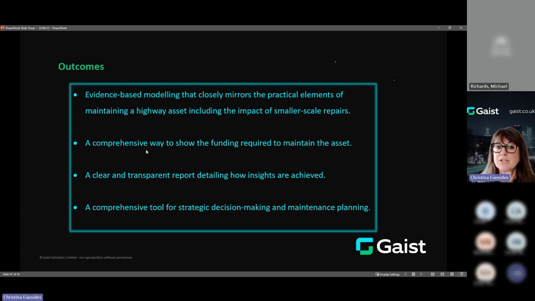You want a comprehensive way to show the funding required, and so that does need to take into account inflationary pressures as well as budget.